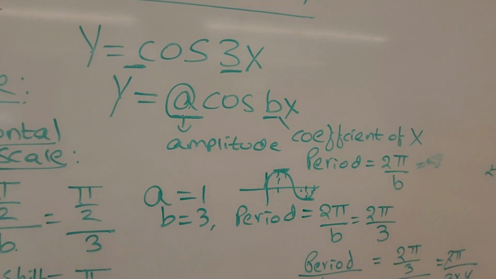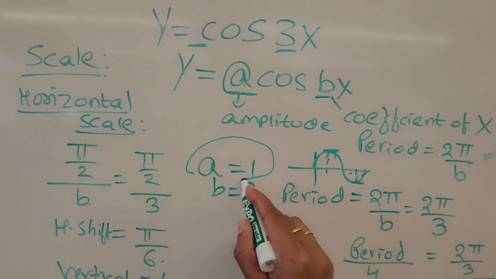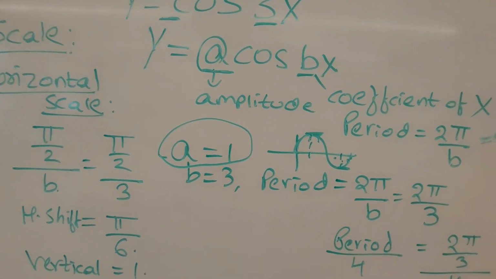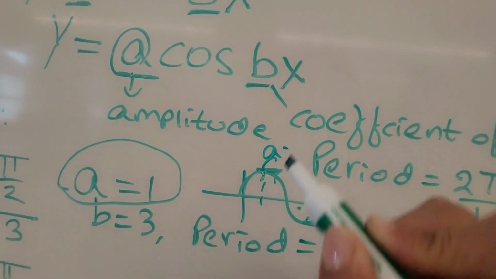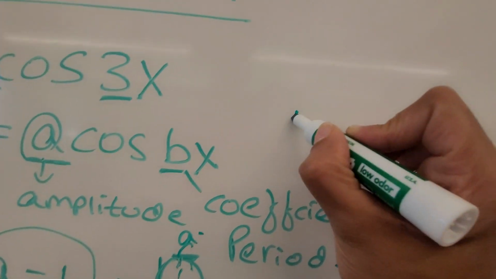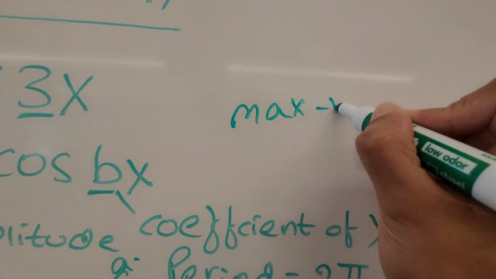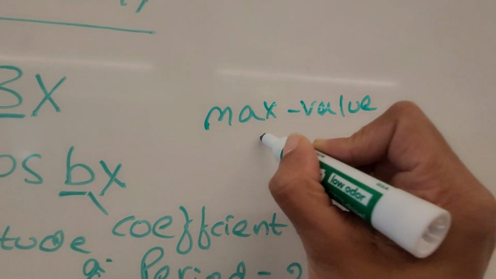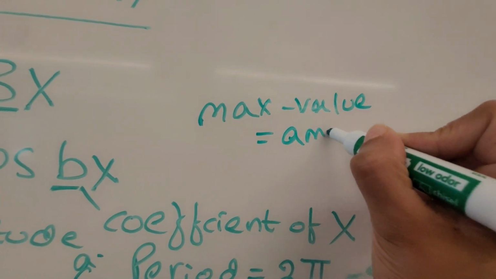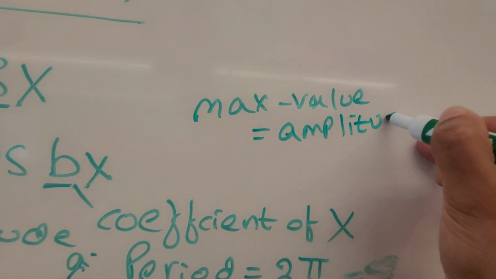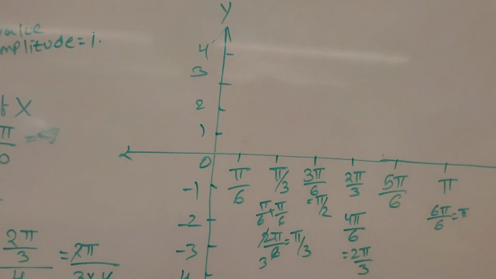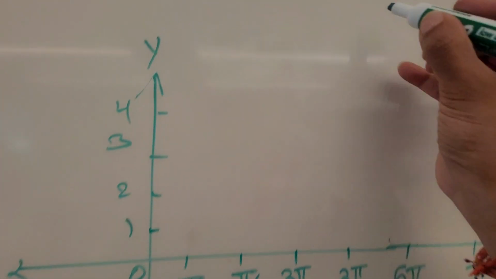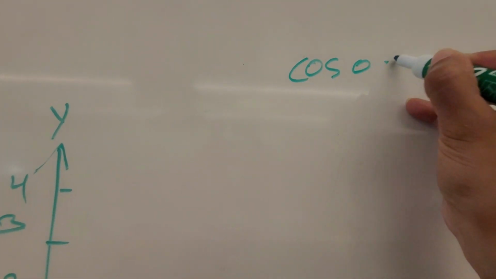After this, I have my amplitude here as 1, which means the amplitude is the maximum value of the wave. The maximum value is the amplitude, and here I have my amplitude as 1. So for graphing the cos function, as you all know, cos of 0 is always 1.